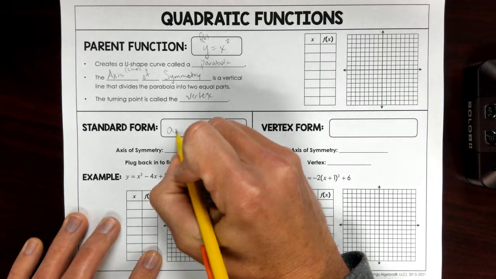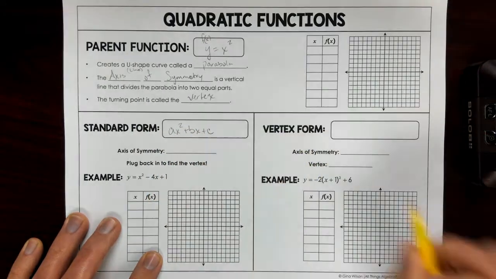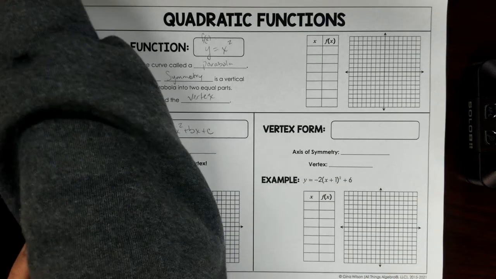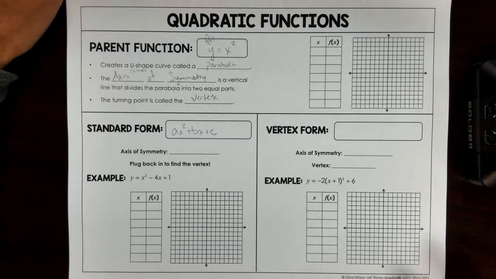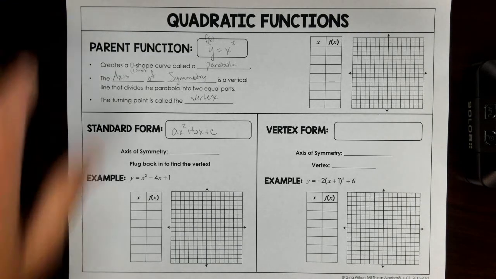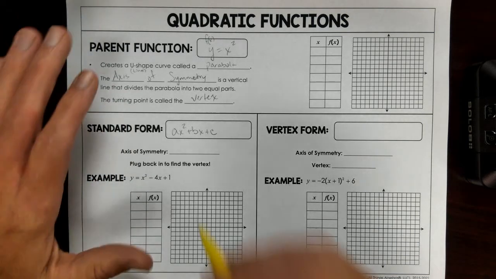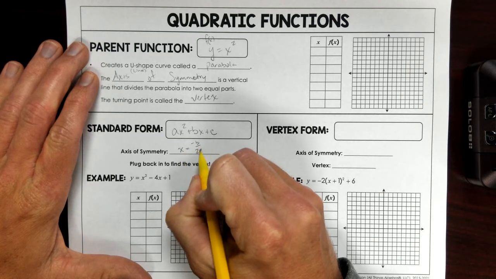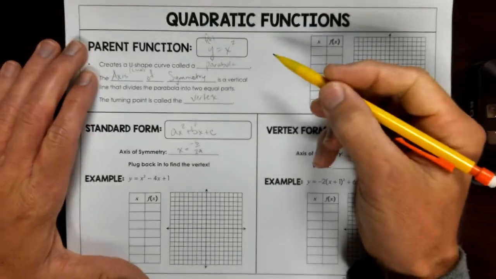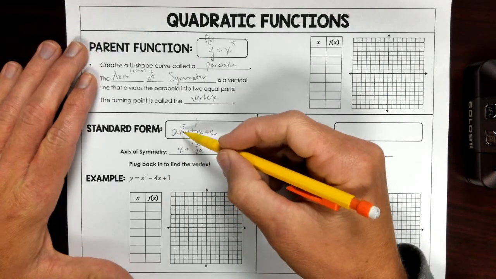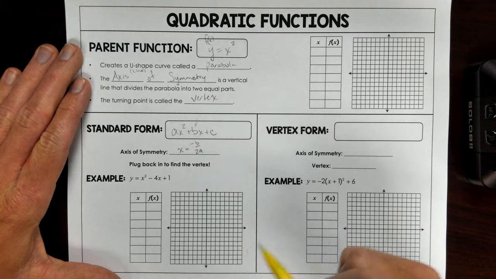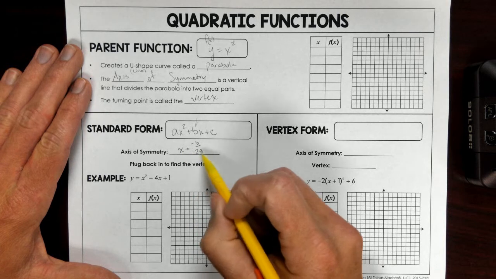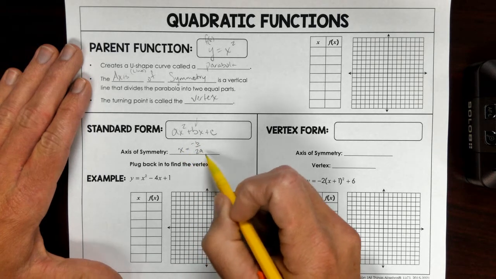Our standard form is ax squared plus bx plus c. That's what you're used to seeing. Now, again, that axis of symmetry divides the parabola into two congruent parts. The formula is x equals negative b over 2a. Negative b over 2 times a, where a is the leading coefficient of the x squared value. Then we would plug that back in to find the vertex, because this is going to be the x value of your vertex.